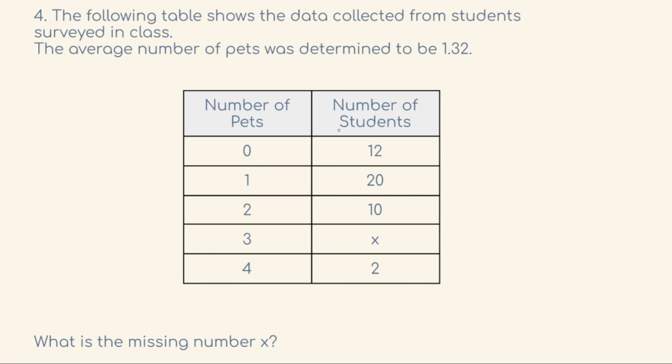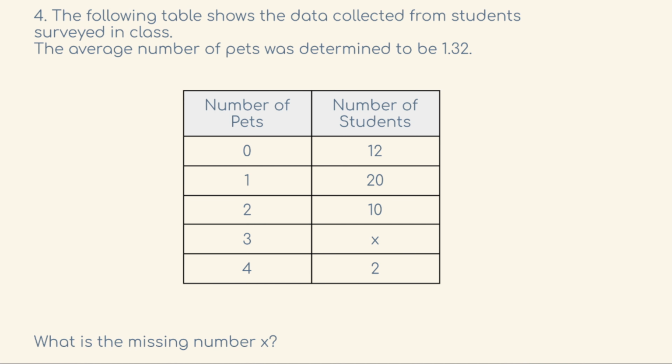All right, question 4. The following table shows the data collected from students surveyed in class. The average number of pets was determined to be 1.32. We want to know what is the missing number x. So let's practice reading our tables. We've surveyed students in class about the number of pets they've got. In this column is the number of pets, here's the number of students. So what does this mean? It's telling you that 12 students have 0 pets, 20 students have 1 pet, 10 students have 2 pets, X, which is an unknown number, has 3 pets, and 2 students have 4 pets.